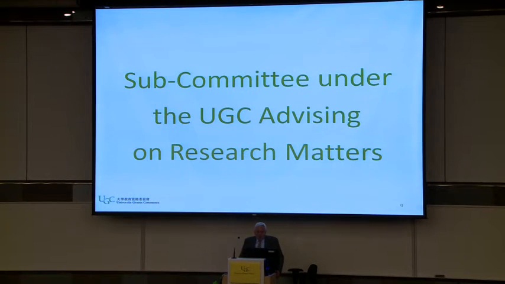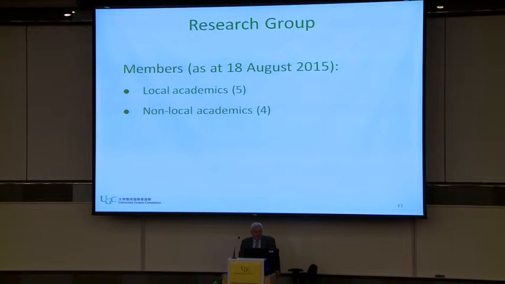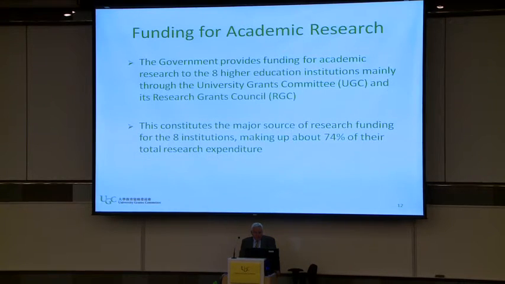Let me tell you a little bit about the subcommittee under the UGC advising on research matters. Its terms of reference: to advise the UGC in the strategy to promote research within the sector, formulation of the strategy allocating publicly funded research postgraduate places, and the balance between teaching and research within the funded institutions and the whole sector in general. The members of the research group, as of August last year, 5 local academics and 4 non-local academics. Funding for academic research.